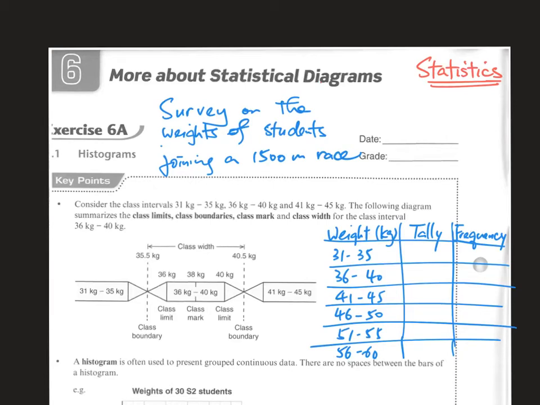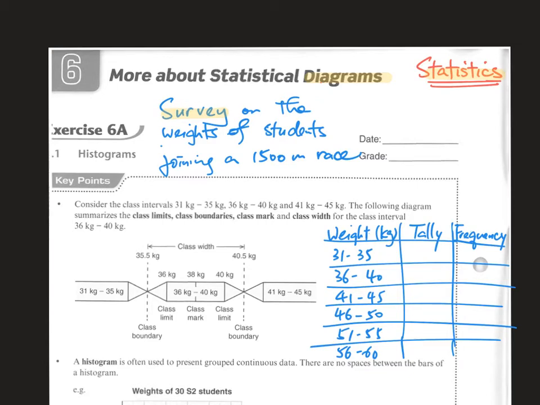In this chapter, we'll be talking about statistics and how statistical diagrams help us present data. First of all, we have a very quick revision on how to do a survey. For example, now we are going to do a survey to know the weights of students who are joining the 100 and 1,500 meter race.